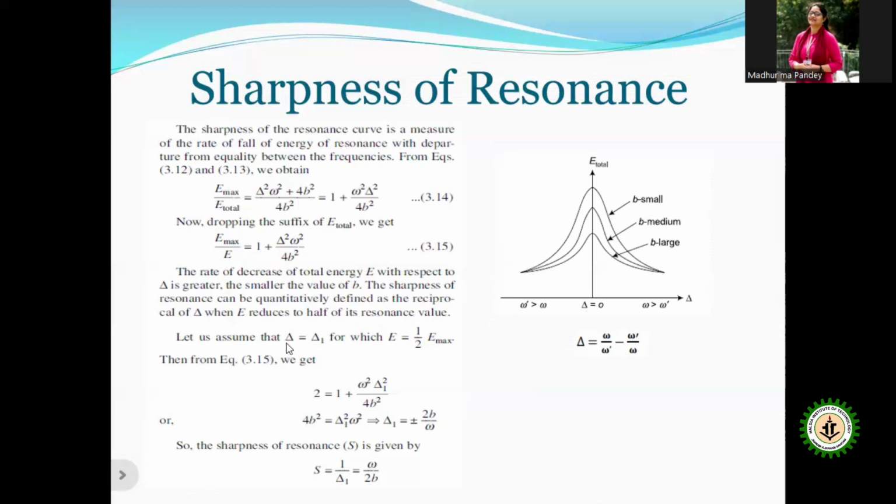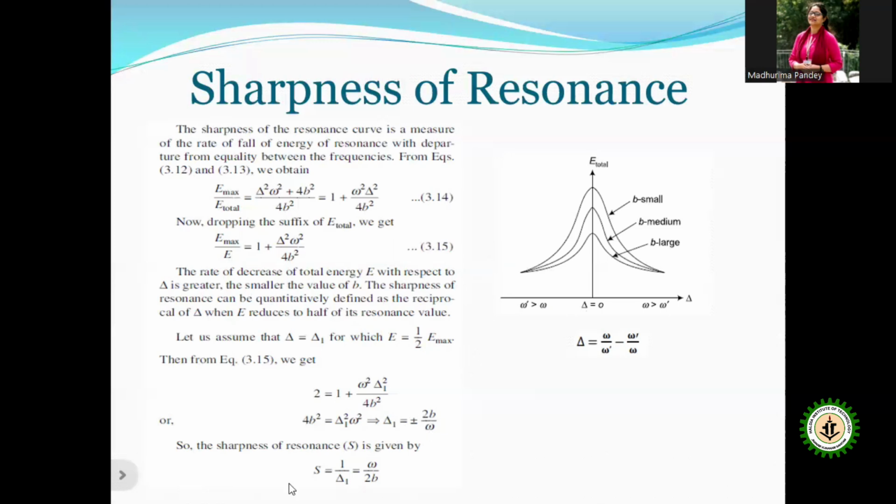So let us assume that at delta equals delta 1, this E is half of E max. Let us consider that E is half of the maximum energy. So just put that condition here. If you put that, E max by E should be equal to 2. And then if you do the further calculation, we get delta equals plus minus 2b by omega.